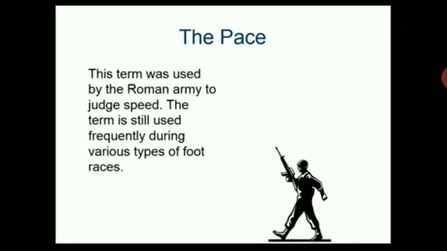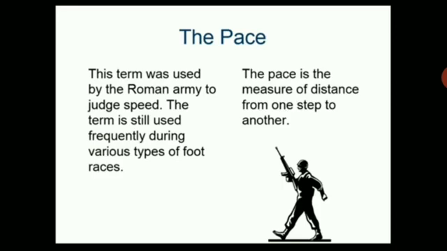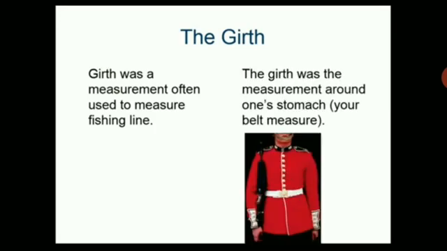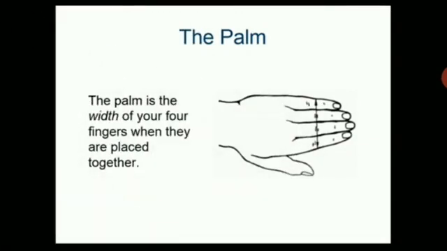Then we have the pace. This term was used by the Roman army to judge speed. The term is still used frequently during various types of foot races. The pace is the measure of distance from one step to another. The girth. The girth was the measurement often used to measure fishing line. The girth was the measurement around one's stomach, that is your belt measure. Then there was the palm. The palm is the width of your four fingers when they are placed together.